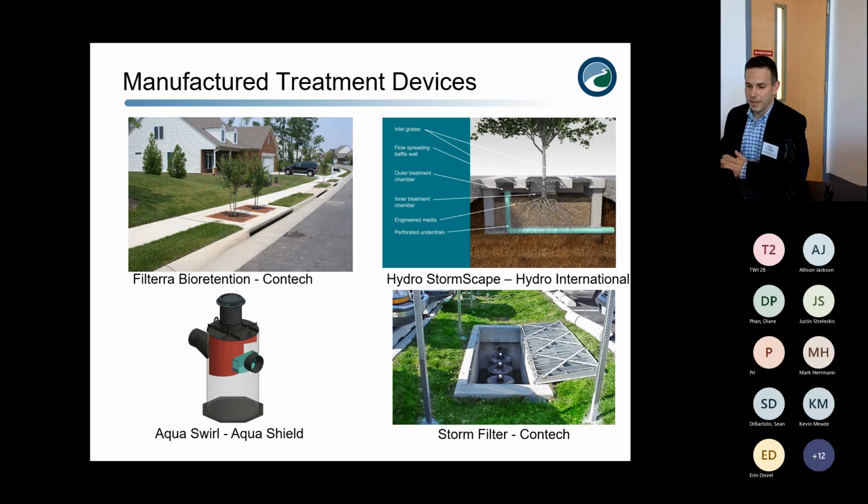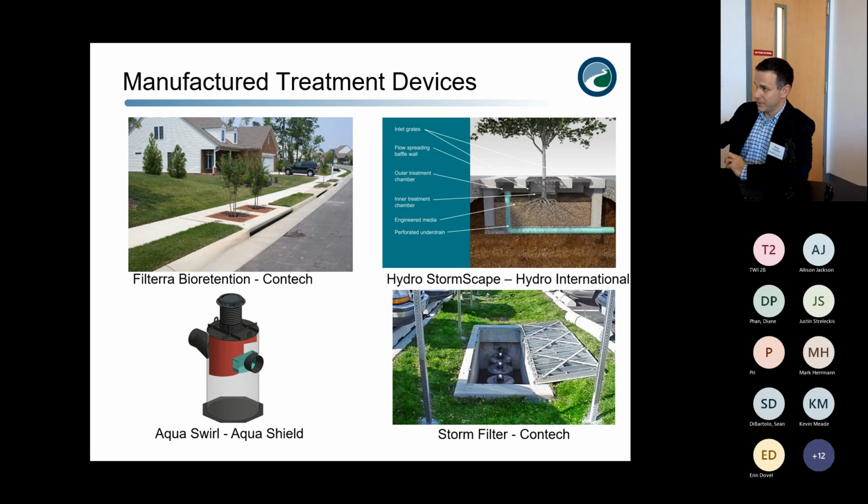So the top two are examples of green infrastructure MTDs. There's the Filterra system by Contech, and the Hydro Stormscape by Hydro International, but these are more tree planters that use bioretention type media to treat stormwater runoff. On the bottom left is a hydrodynamic separator, and the bottom right is a storm filter, which has filter cartridges. So the bottom ones are non-green infrastructure. The top two are green infrastructure type manufactured treatment devices.